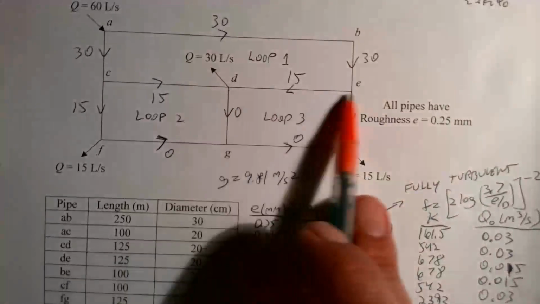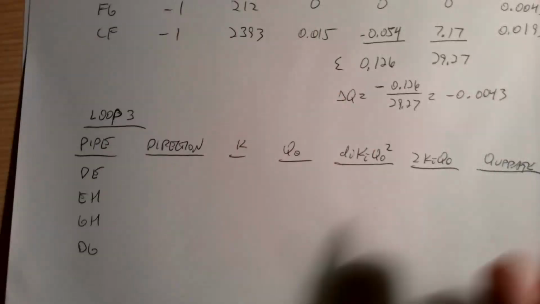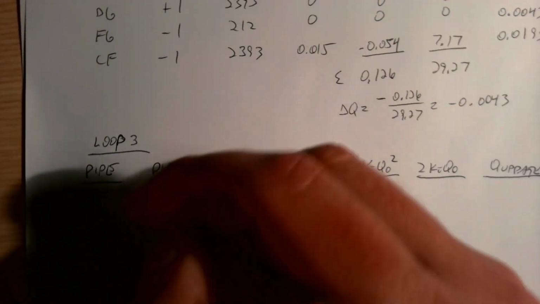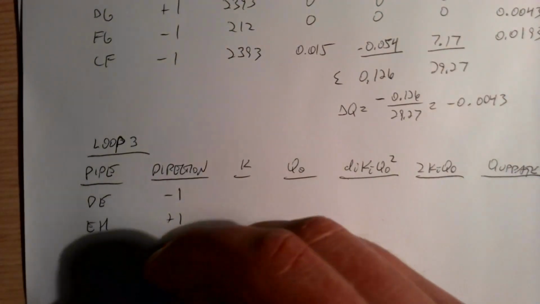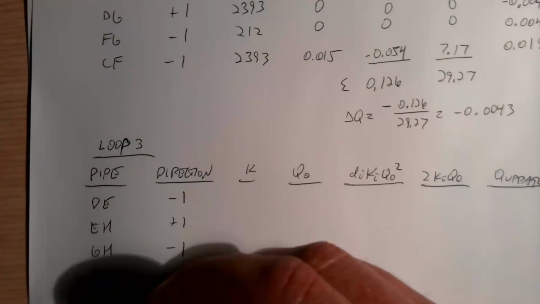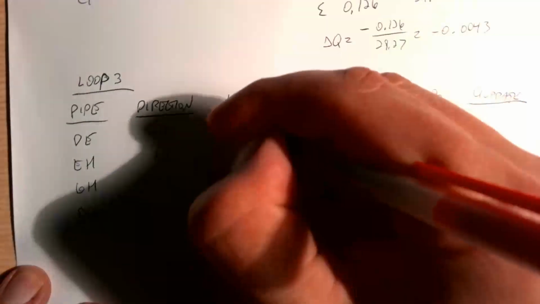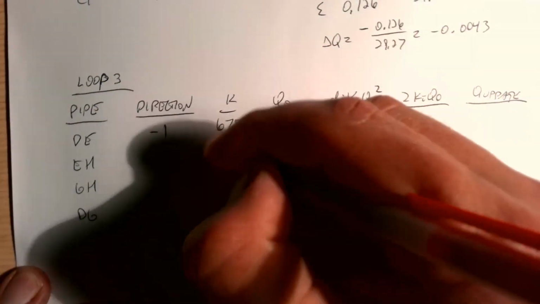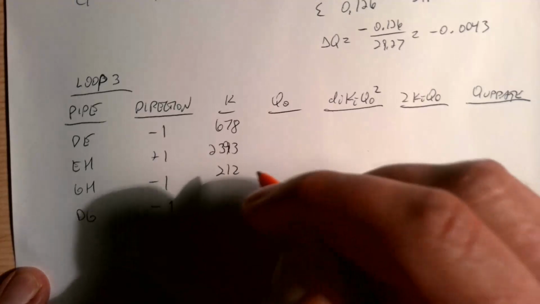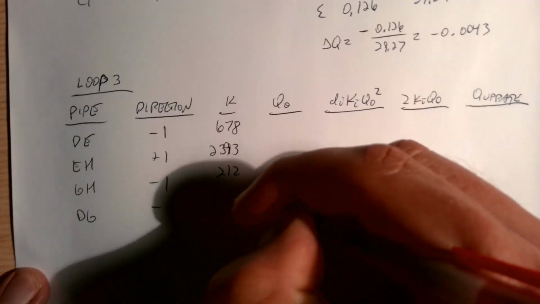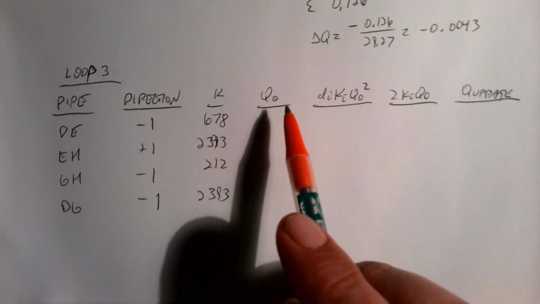DE, EH, GH, and DG. And if we look at the direction of the flow there, DE is going to be negative, EH is going to be a positive, GH is also a negative, and then DG is also a negative. So most of them are negative actually. Our K factors here from the last page, 678, 2393, 212, and 2393.